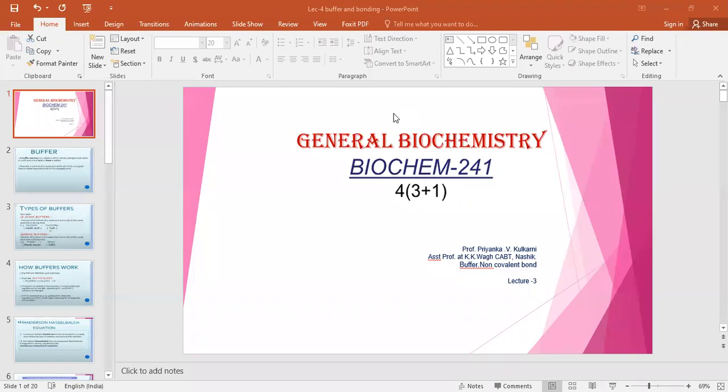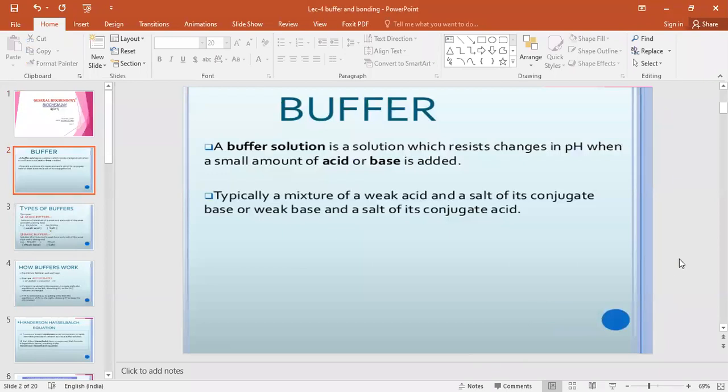Okay, so today we are going to learn the buffer system and the different kinds of it, which come under non-covalent bonding. I told you what is meant by a buffer in your first practical. So remember the definition of buffer.